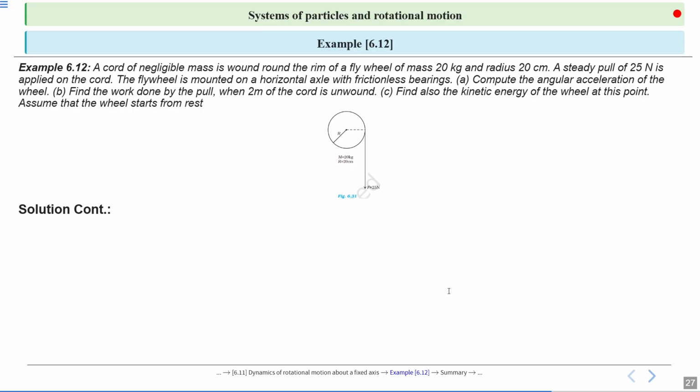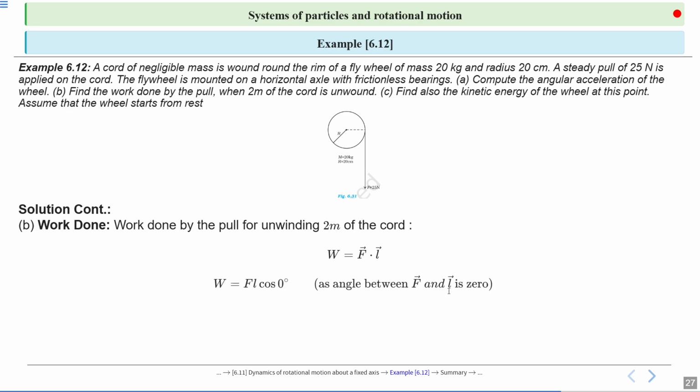Now B, work done by the pull for unwinding 2 meter of the cord. So we know the formula of the work done, that is W is equal to force into displacement. Here the angle between force and displacement is 0 degree.